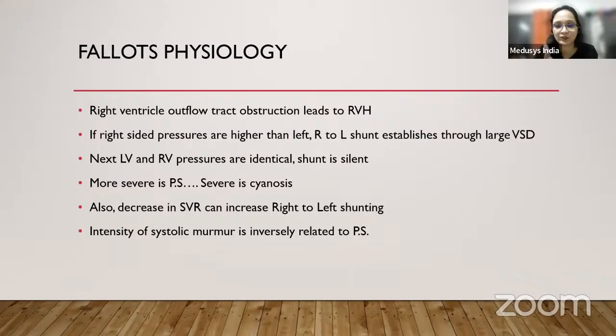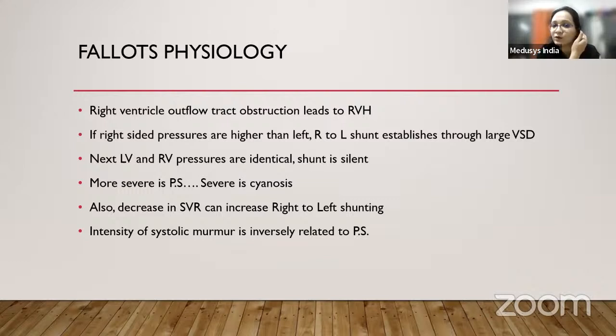RVOT obstruction will lead to right ventricular hypertrophy, obviously. So when right-sided pressures are higher than left, right to left shunt will be established. But there is a time when the right ventricle is decompressed and RV and LV pressure is near identical, and then the shunt is silent. But then what decides the further shunting is actually pulmonary stenosis. So the more severe the PS, the more severe the right to left shunt, and then the more severe the cyanosis.